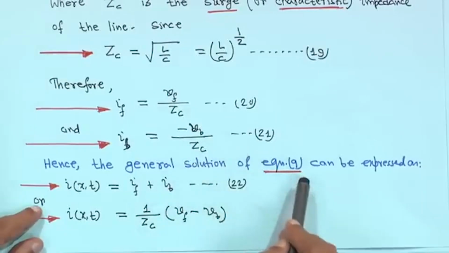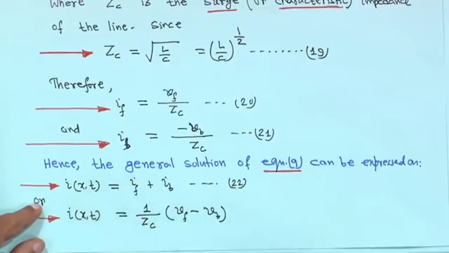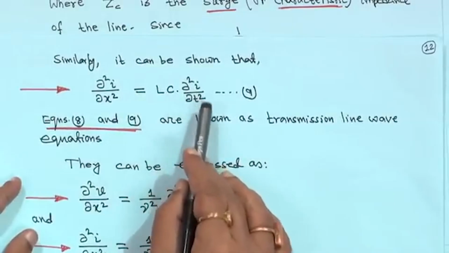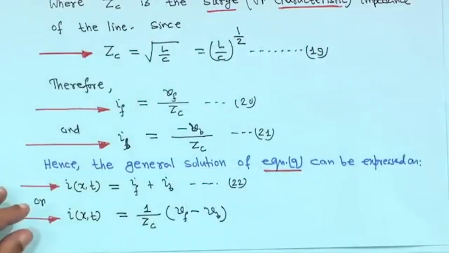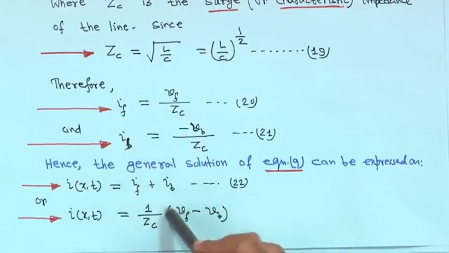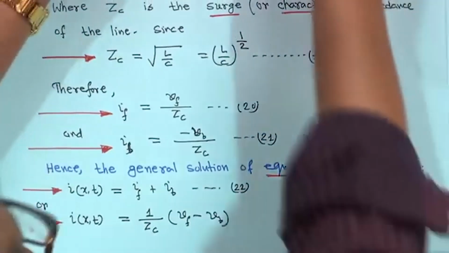Hence, the general solution of equation 9, same as before, we can write I(x,t) is equal to If plus Ib. Same as before, we were writing V is equal to Vf plus Vb, similarly I(x,t) is equal to If plus Ib. So, if you substitute this If and Ib here, it will be 1 upon Zc (Vf minus Vb), right. So, this is the expression of I.